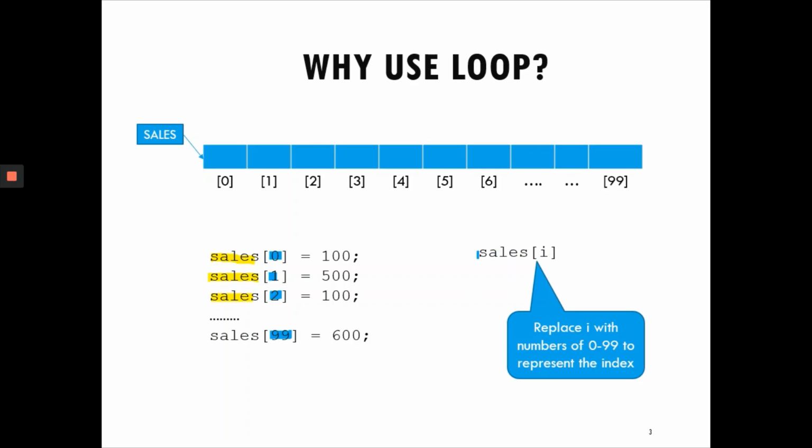What we can do is use the array name sales, and in the square brackets we put a variable, for example variable i. This i value will be replaced with the numbers 0 until 99 to represent the index. I will show you an example so that you get more idea about how to use it. For now, you need to understand that the array will be processed by using a for loop, and we are going to control the index by using a variable.